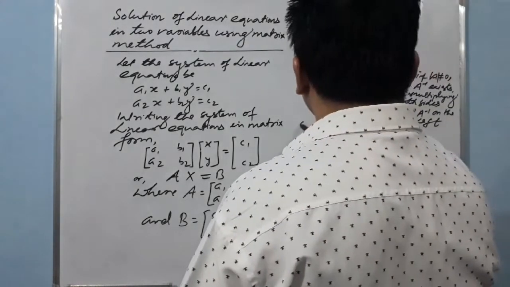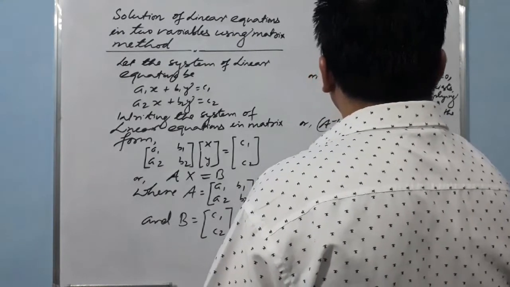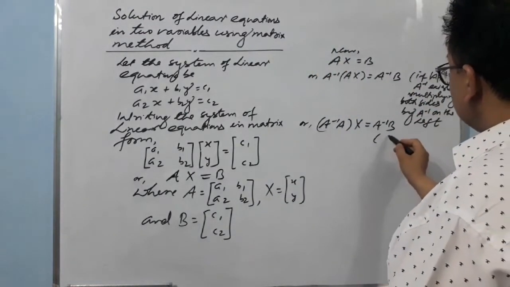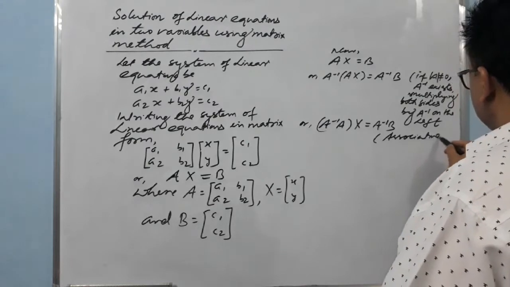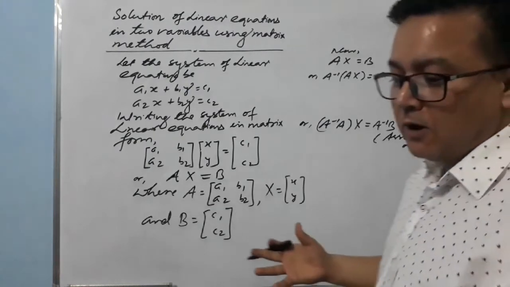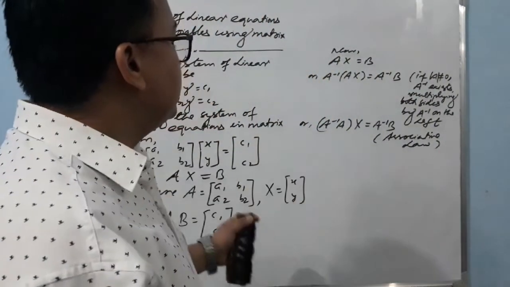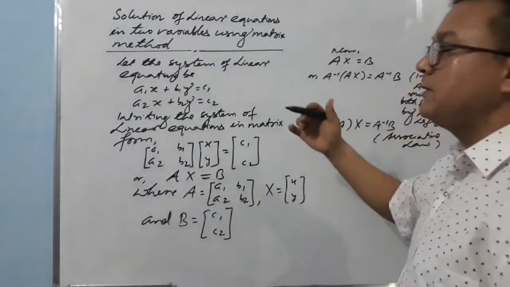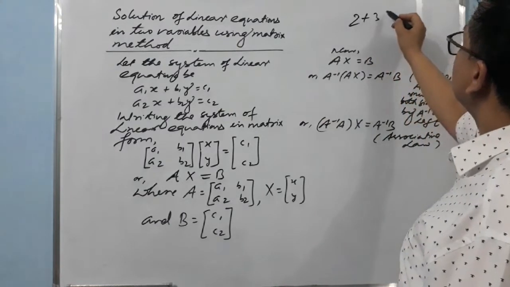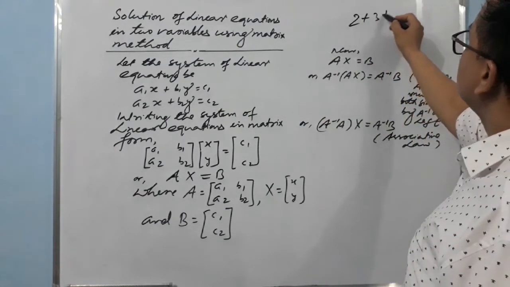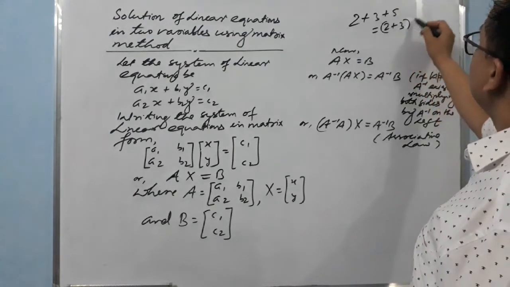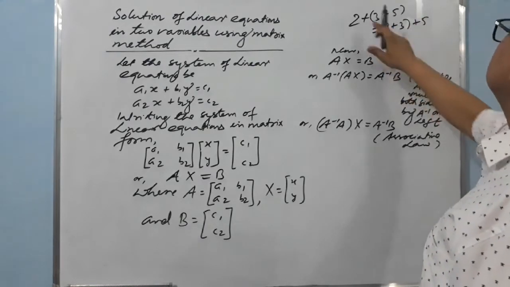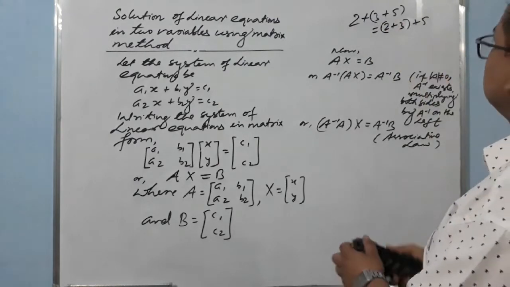Then we can write A inverse A into X is equal to A inverse B, for this reason: the associative law of matrix multiplication. In a simple example, if we have 2 plus 3 plus 5, we can write it as 2 plus 3 and then plus 5, or 2 plus 3 plus 5 grouped the other way. This is called the associative law, right? We are associating.